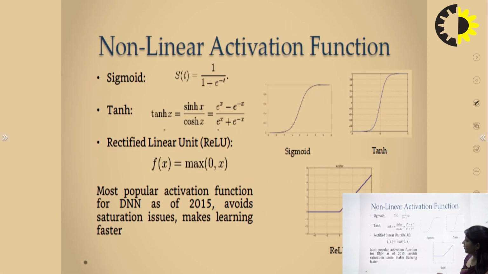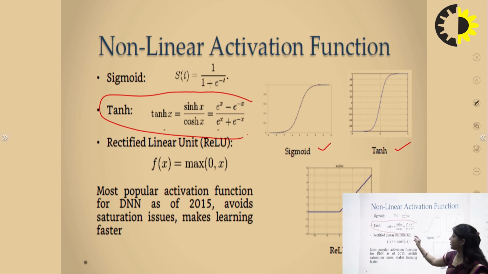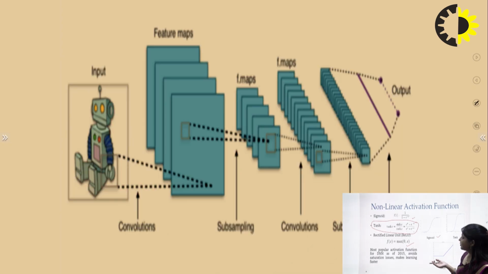So these are the activation functions I already told. This is the graph of sigmoid, this is the graph of tanh, and this is the formula of tanh: e raised to power x minus e raised to power minus x upon e raised to power x plus e raised to power minus x. This is the sigmoid function and this is the ReLU function. These are the particular activation functions we will choose to reduce our features.